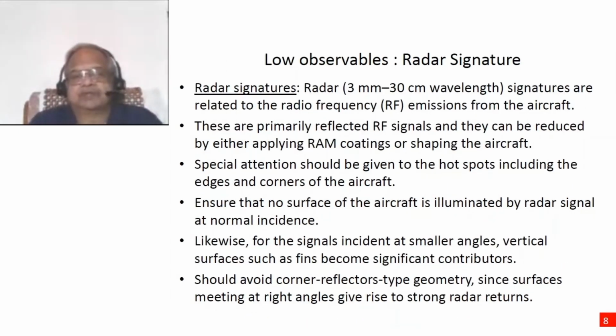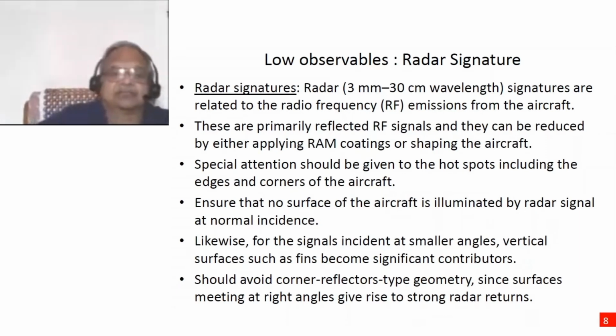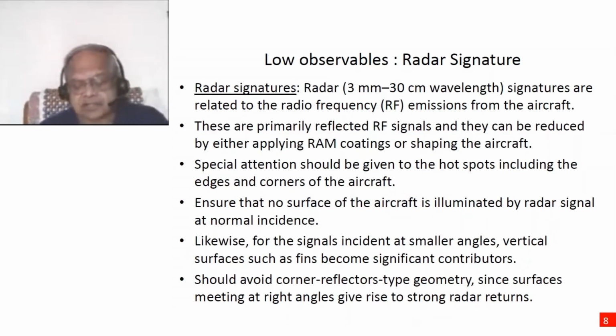The crucial part we are going to look at is radar signatures. Radar signatures generally come from 3 millimeter to 30 centimeter wavelengths. Signatures are related to radio frequency emissions from aircraft. These are primarily reflected RF signals and can be reduced by either applying radar absorbing material coatings or shaping the aircraft. Of course, it's not as simple as it's said here. There's a lot of science and technology that goes into both shaping the aircraft as well as different kinds of paints and materials which can reduce it.